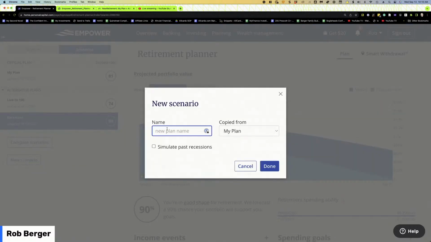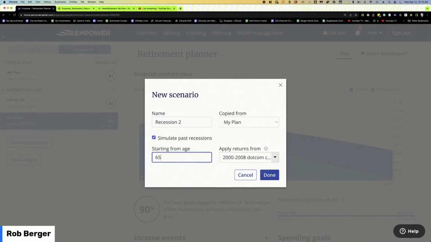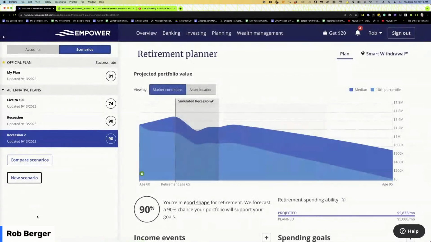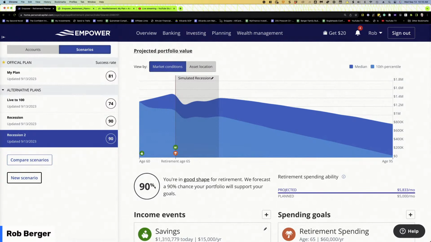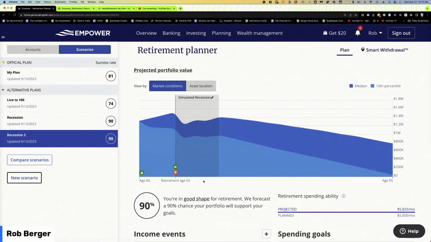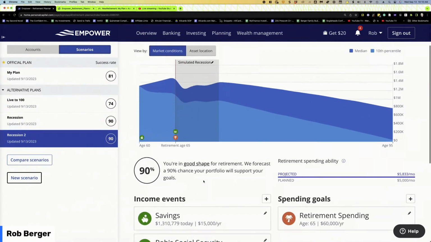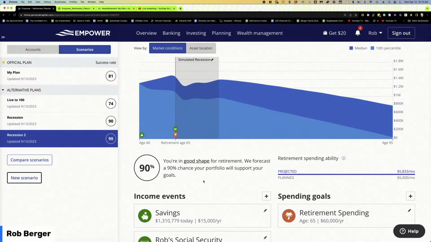Now, we'll do recession, just out of curiosity. We'll do recession number 2, and we'll pick the financial crisis. Same thing, 90%. Actually, it was 91. It's dropped 1%. I wonder why that happened. In any event, at least in this scenario with all of these assumptions, that recession actually didn't hurt us. And that surprised me.